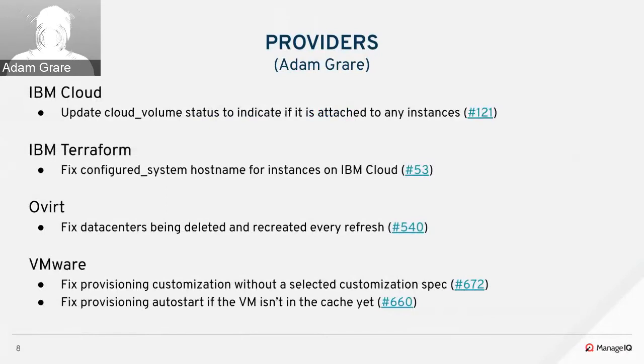On the IBM Cloud side, they updated the cloud volume status to indicate whether it was attached to any instances, so that you can more easily see on the cloud volume summary screen which cloud volumes are able to be attached and which ones are already attached. IBM Terraform fixed an issue they noticed where a configured system hostname was sometimes missing for instances that are deployed on IBM Cloud, apparently depending on which IBM Cloud backend the instances are running on. The host name is in 1 of 2 places, and so they now look in both places, so make sure you get a host name for the configured system.